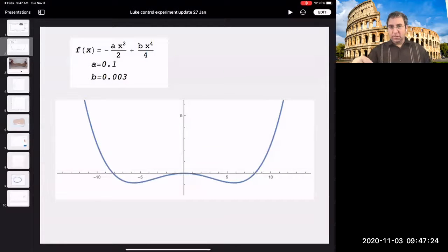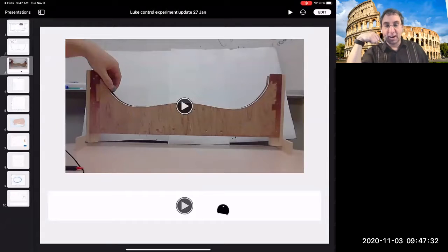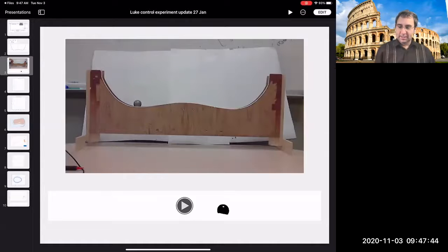So he came up with a curve, and he literally turned this into a track. He made a wooden track, and here he is releasing the ball from rest on the left side. It's not easy to predict which one it'll end up in. Oh, okay. It settled down in the left well.